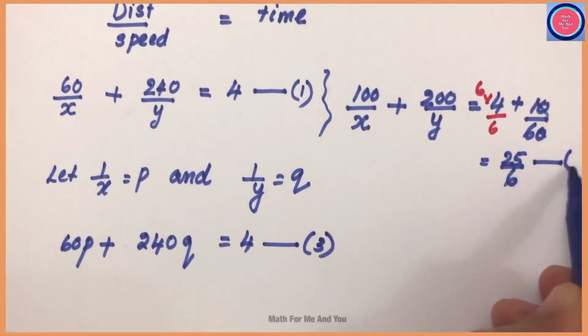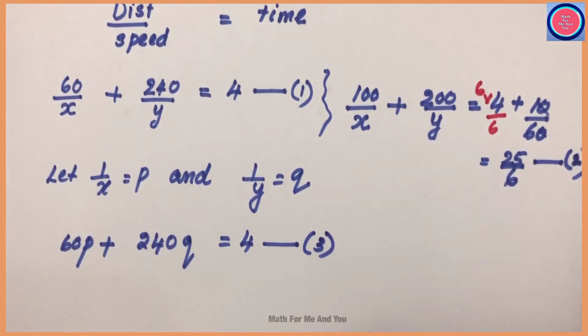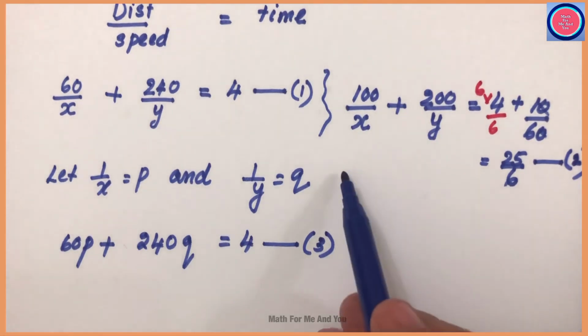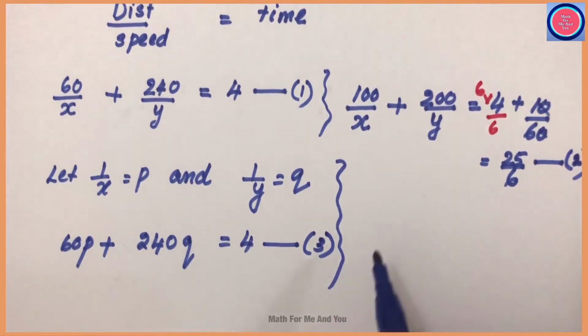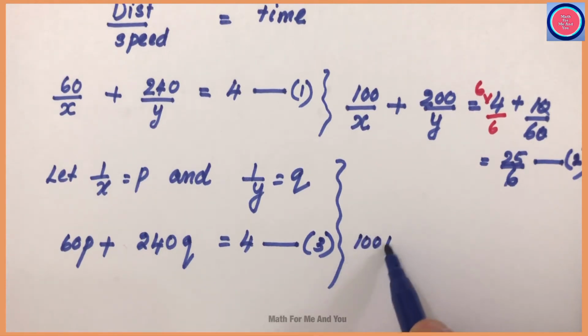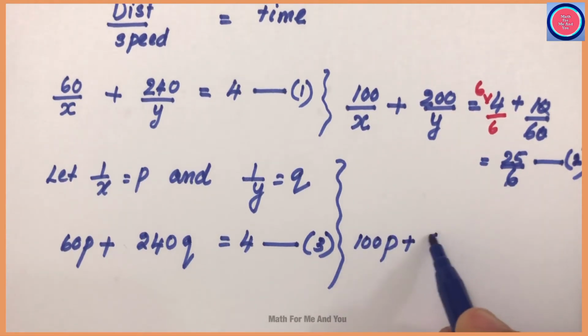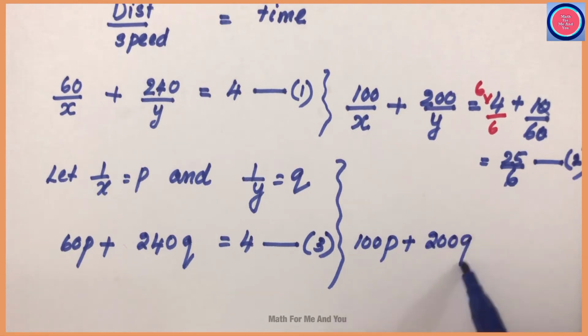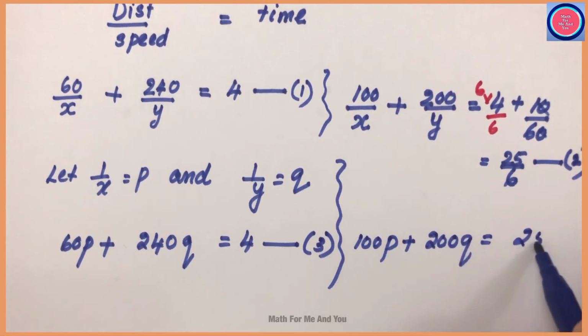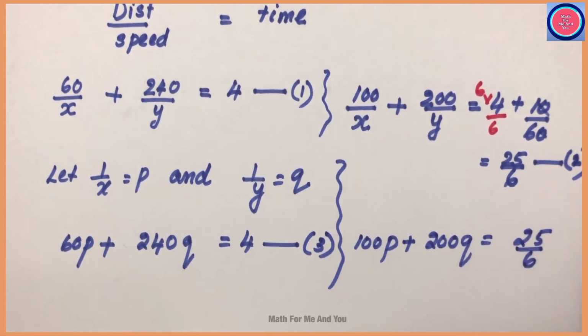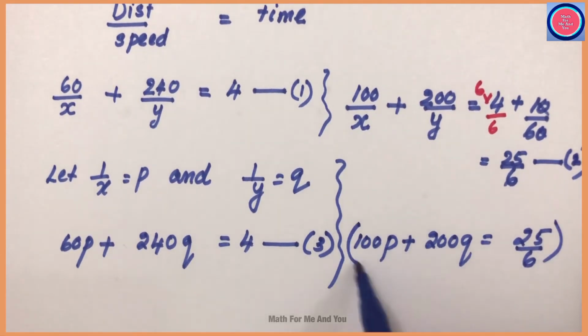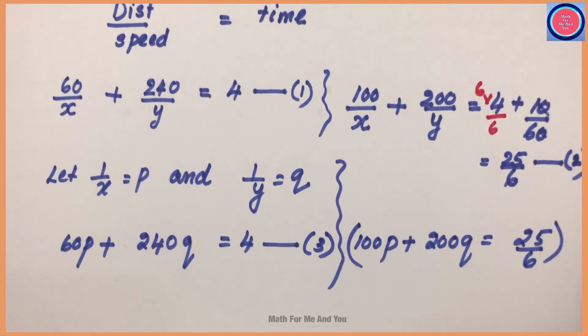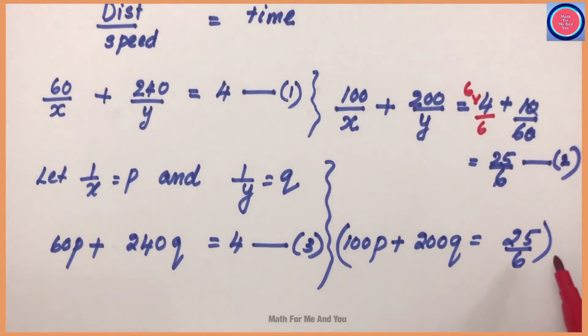See, here I have to mark equation number 2. Okay. Now equation number 2, when we look, we can reduce the same way. 1 over x we will write as p. So it is 100 times p plus 1 over y becomes q. So it is 200q equals 25 over 6. The right side denominator 6 we can cancel. How? Throughout multiply with 6. Okay, let us multiply with 6.